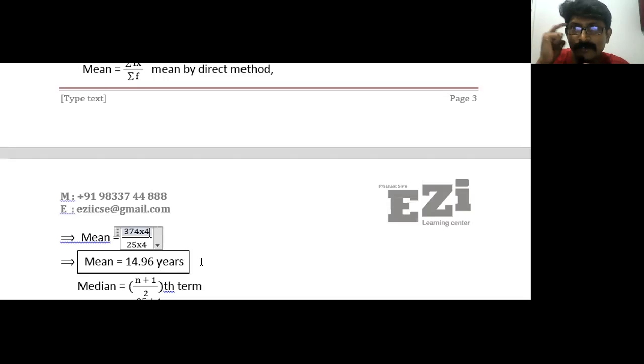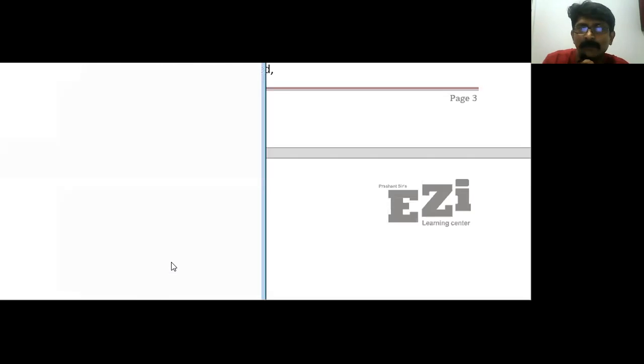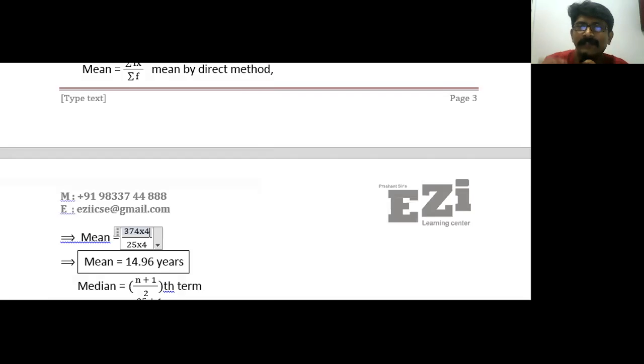Now, very important, students, did you notice I have written everything in the box as well as I have written the unit. The unit is a primary thing whenever you are writing your answers. Are you getting it? The more care you take of your answer, the better performance you're going to get. So the mean is 14.96 years. Isn't it simple?